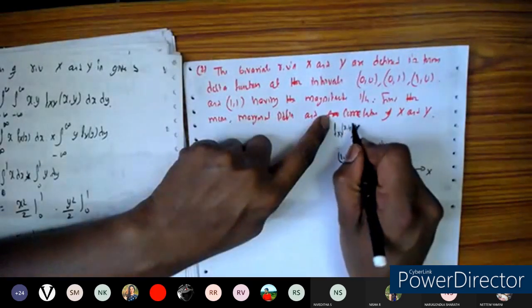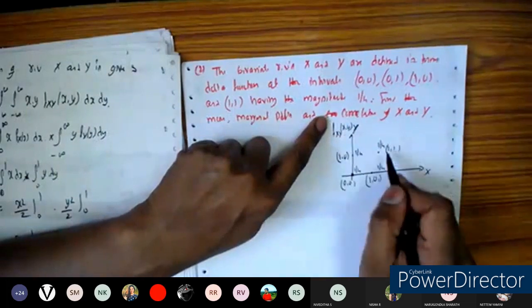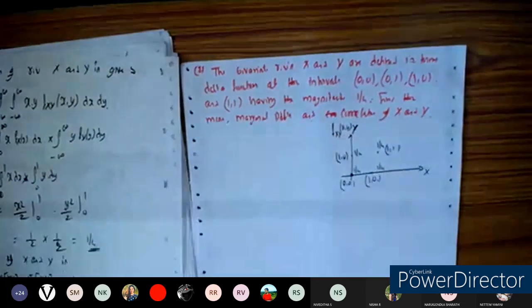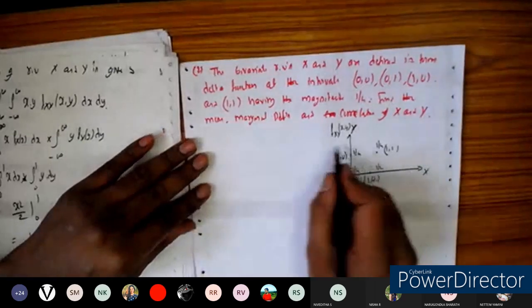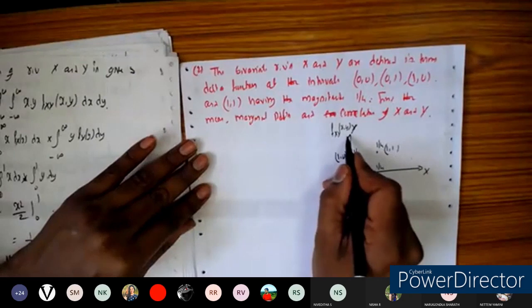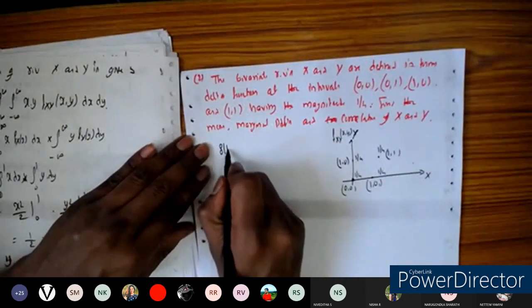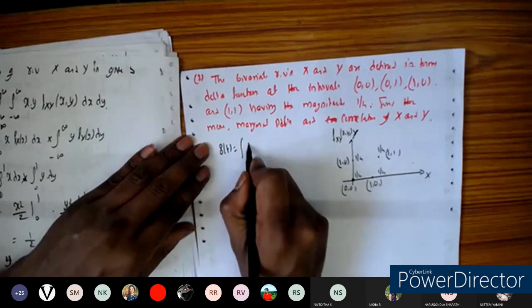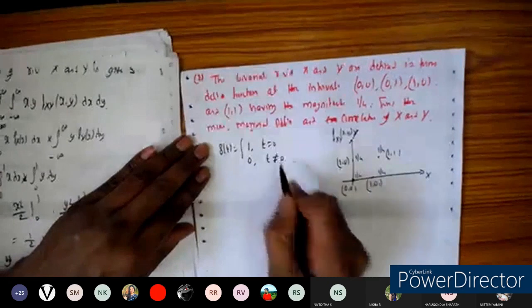f_X(x, y) has been defined. It will be defined at 0, 0; 1, 0; 1, 1; and 0, 1. So this is defined in terms of the delta function. We need to express the bivariate PDF in terms of the impulse function, which you already know from signals and systems. So this value will be equal to 1 at t equal to 0, and 0 for t not equal to 0 here.